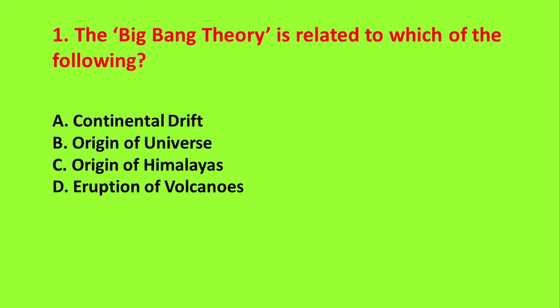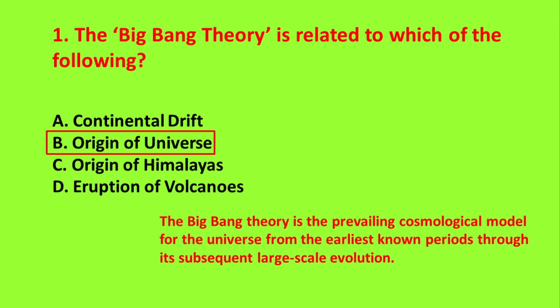The first question is, the Big Bang Theory is related to which of the following? A. Continental drift. B. Origin of the universe. C. Origin of Himalayas. D. Eruption of volcanoes. The correct option is option B, origin of the universe. And for your kind information, the Big Bang Theory is the prevailing cosmological model for the universe from the earliest known periods through its subsequent large-scale evolution.